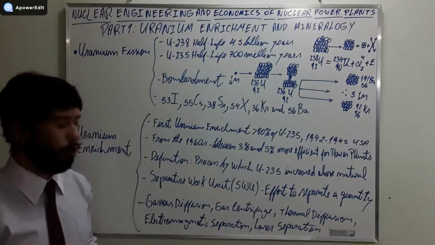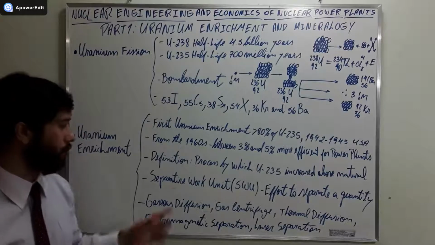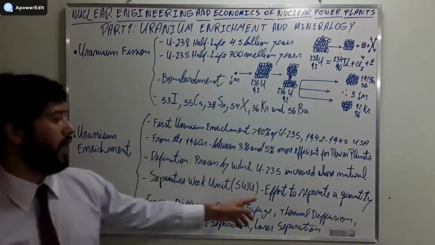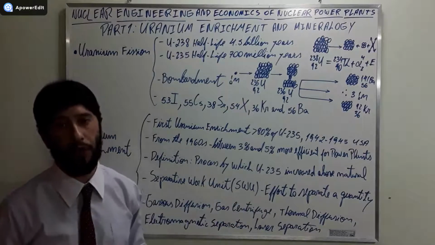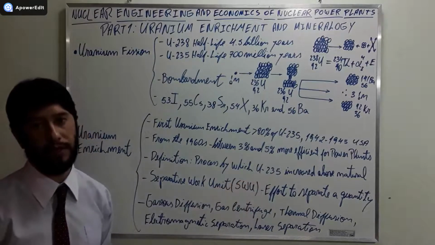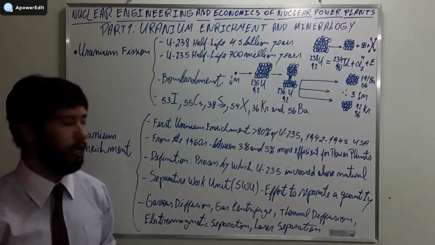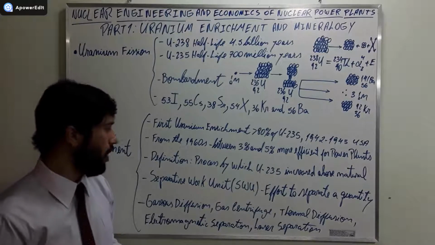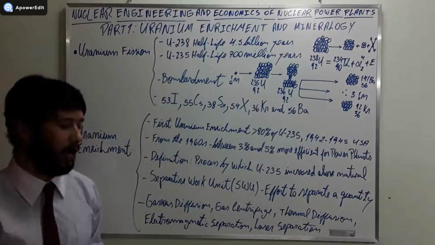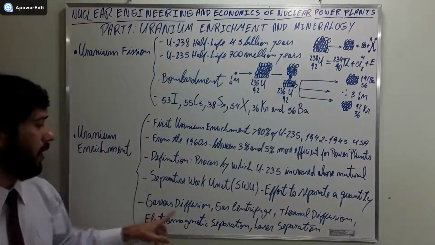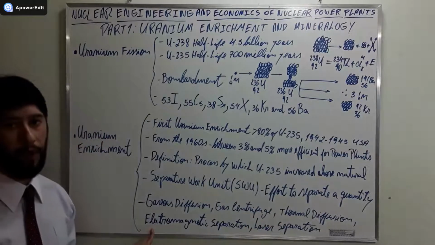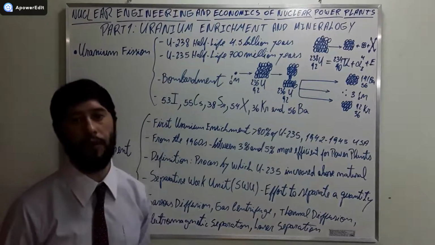When speaking about enrichment, we oftentimes use this quantity, separative work unit, and it quantifies the effort to separate a quantity of uranium into two streams, one stream rich in uranium-235 and the other poorer in uranium-235. And the principal methods for enriching uranium are gaseous diffusion, gas centrifuge, thermal diffusion, electromagnetic separation, and laser separation.